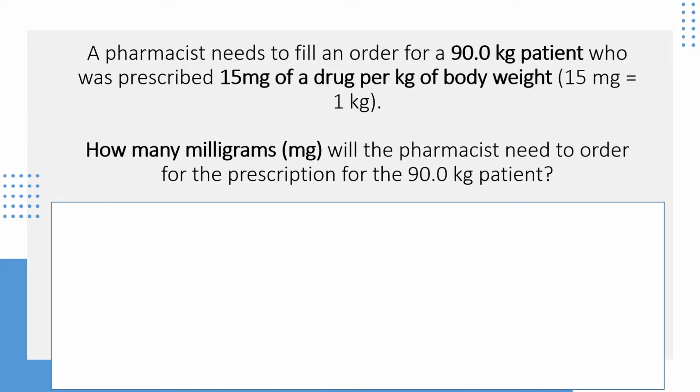A pharmacist needs to fill an order for a 90 kilogram patient who was prescribed 15 milligrams of a drug per 1 kg of body weight. So that means for 1 kilogram, this patient needs 15 milligrams. How many milligrams will be needed to fill the prescription for the 90 kilogram patient?